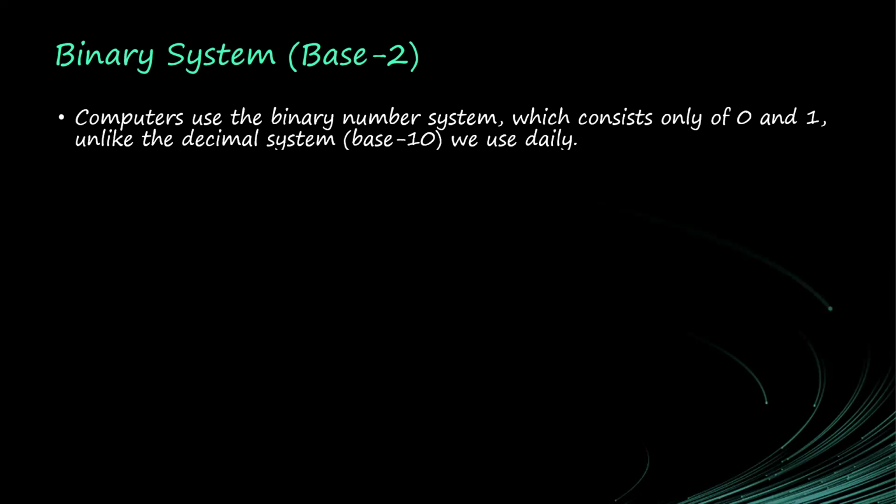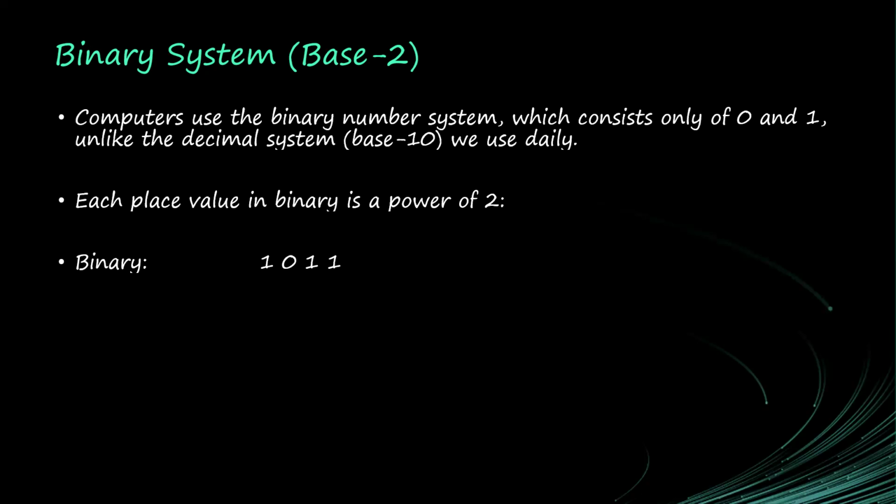So basically, we as human beings use the decimal system, but computers use the binary system, so it's either 0 or 1. Each place value in binary is a power of 2. Let's say we have a binary number like this. If you want to convert it to decimal, you use positional notation. Don't worry, we'll still talk about converting binary to decimal and stuff like that. We'll talk more about the binary system later on.